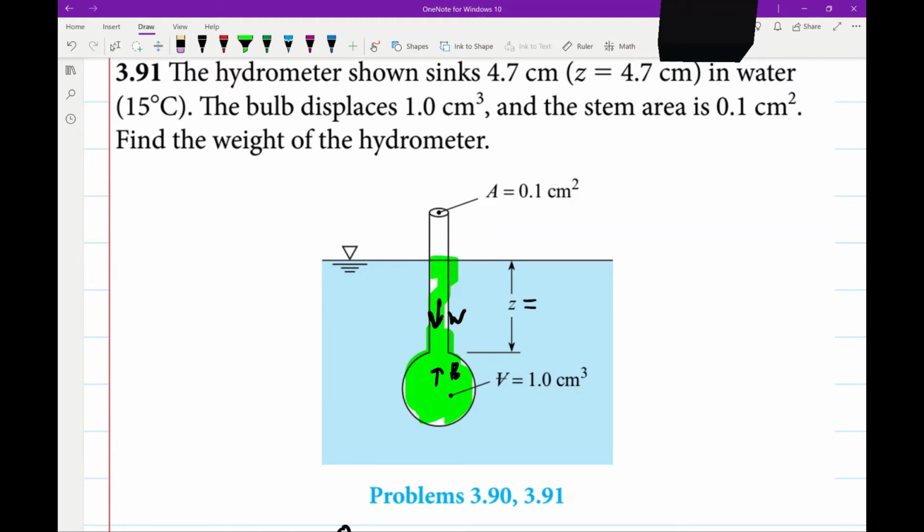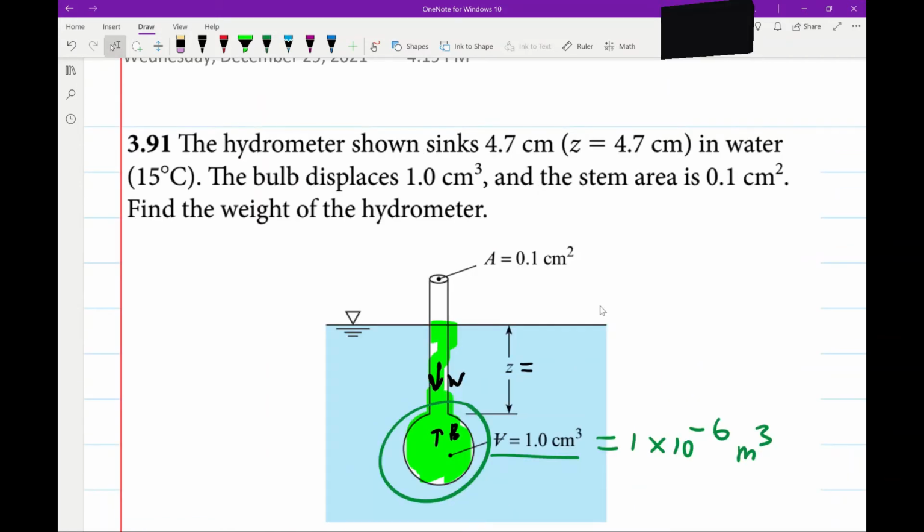Okay, so let's look at what it gives us. It tells us here that the volume of just the bulb equals 1 cubic centimeter. But again, as I said before, we need to make sure we take the volume in cubic meters. So what is that in cubic meters? Well, that's simply 1 times 10 to the negative 6 cubic meters.